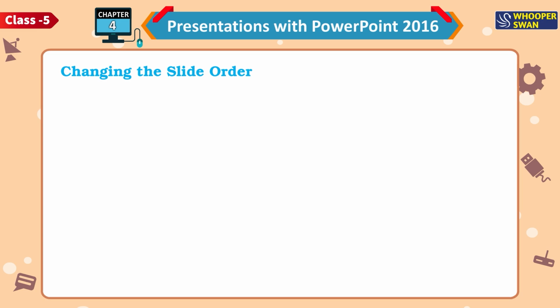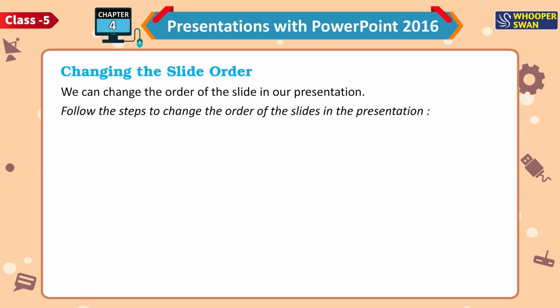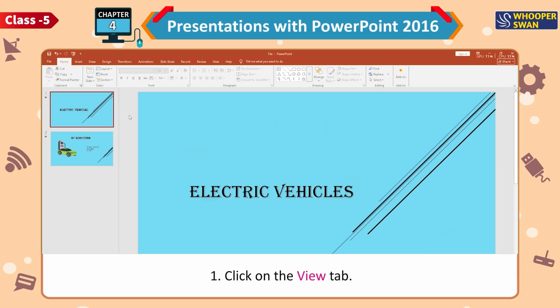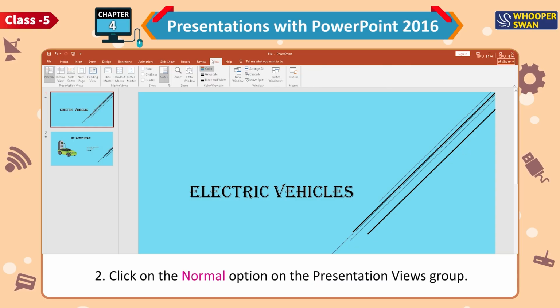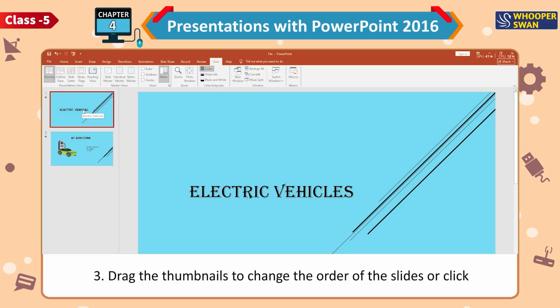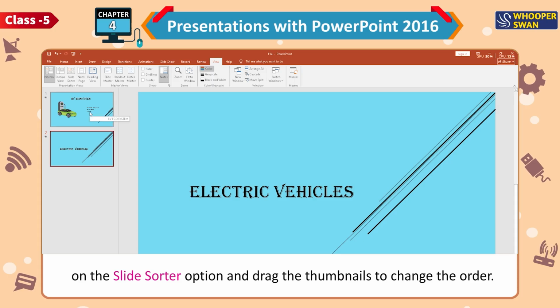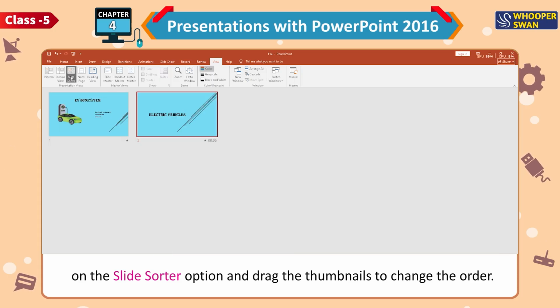Changing the slide order. We can change the order of the slides in our presentation. Follow the steps to change the order of the slides in the presentation. Step 1. Click on the View tab. Step 2. Click on the Normal option in the Presentation Views group. Thumbnails of the slides on the left pane of the window will appear. Step 3. Drag the thumbnails to change the order of the slides, or click on the Slide Sorter option and drag the thumbnails to change the order.